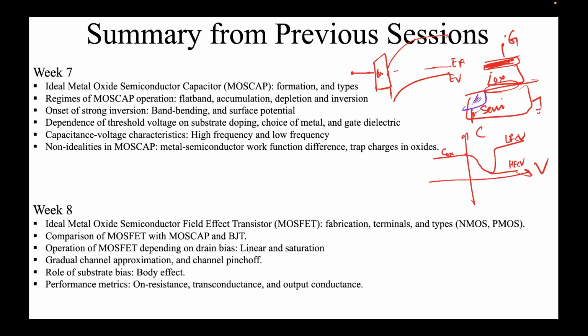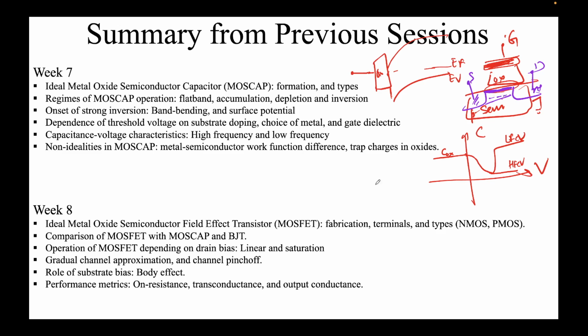So you create two more contacts here. This is drain, this is source, these are N plus. In the inversion, you have a layer of electrons over here, and if you apply a bias VDS, you can clearly see a current flow there. We saw the gradual channel approximation, in the sense that the charge here is first due to the inversion layer over here, and also due to some depletion charge. Remember, there's a depletion region over here, right?